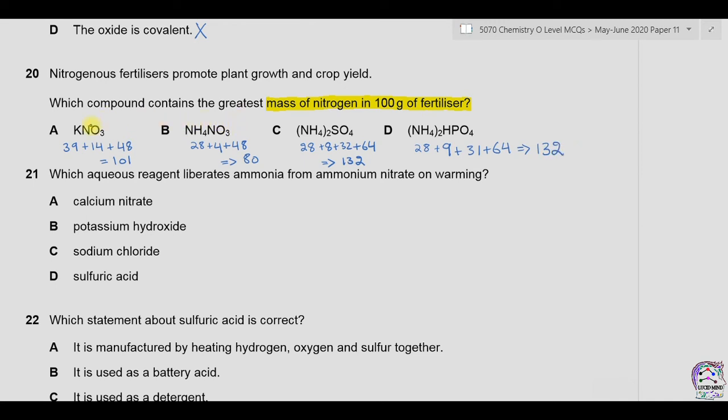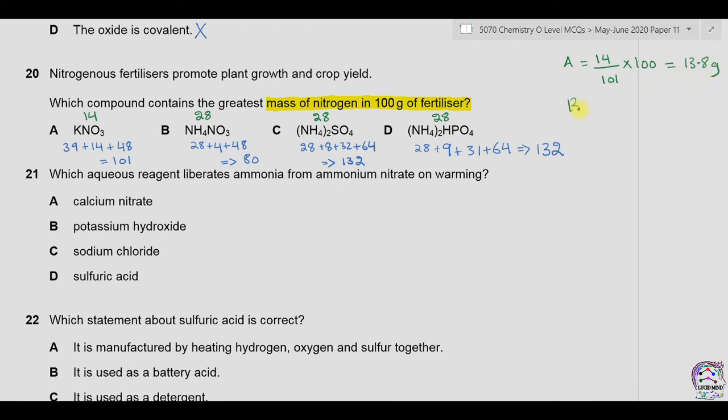Now finding the mass of nitrogen only. In A we have 1 nitrogen atom, so the atomic mass of nitrogen is 14. In B we have 2 nitrogen atoms, so nitrogen mass will be 28. In C we again have 2 nitrogen atoms, so again 28 for nitrogen. In D again 2 nitrogen atoms, so 28. Now finding the mass of nitrogen in 100 grams of fertilizers. In A we have 14 divided by total atomic mass 101 into given amount 100. It is equal to 13.8 grams.